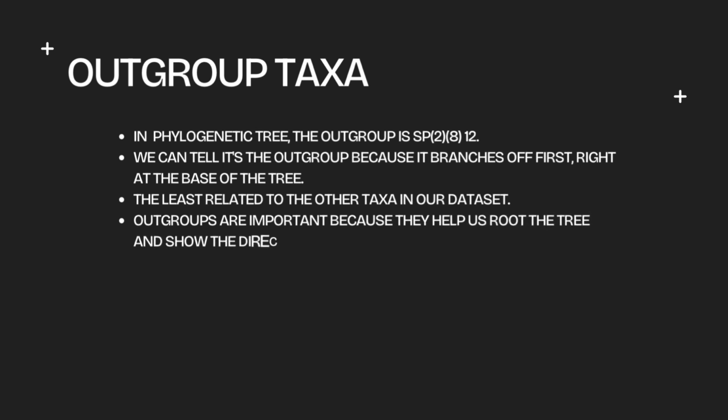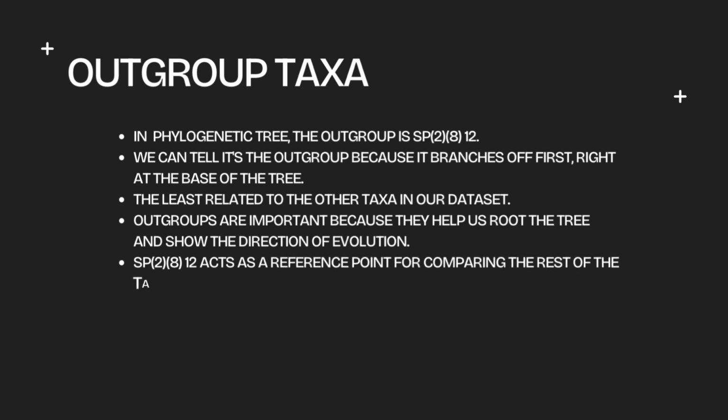Outgroups are important because they help us root the tree and show the direction of evolution. So, in this case, sp2 8 12 is a reference point for comparing the rest of the taxa.